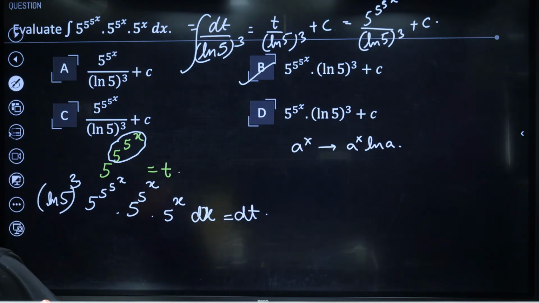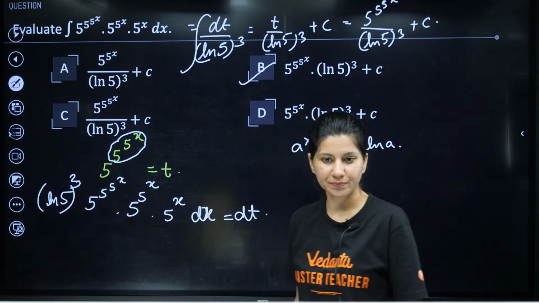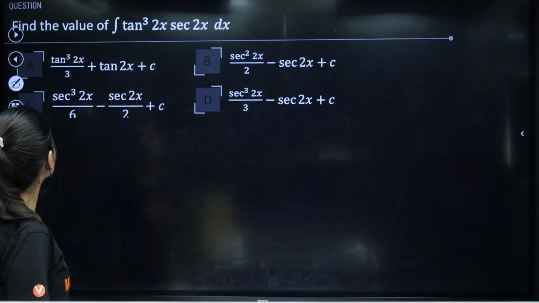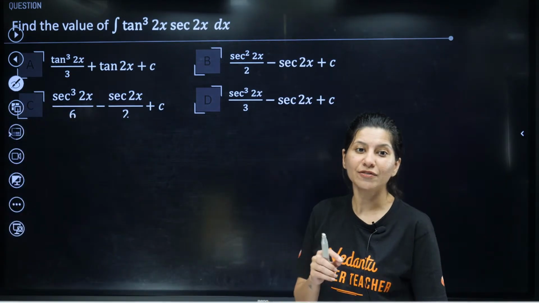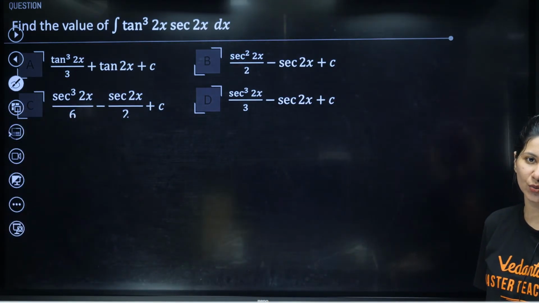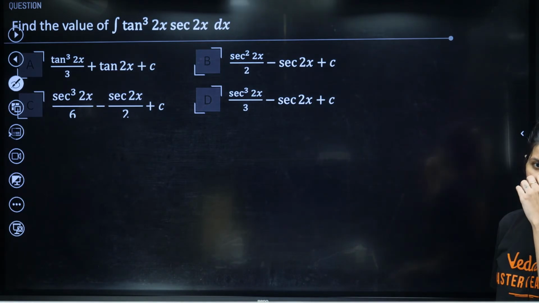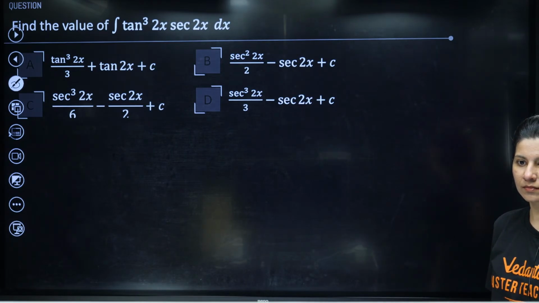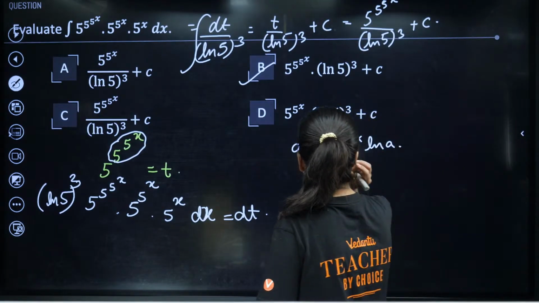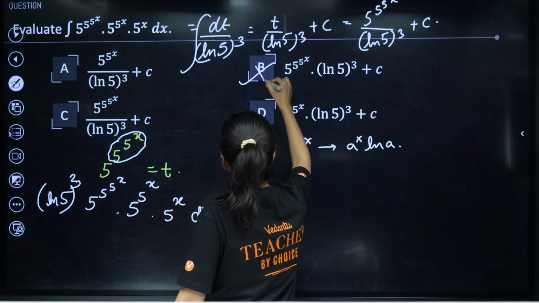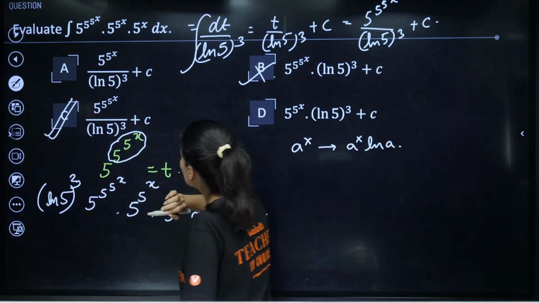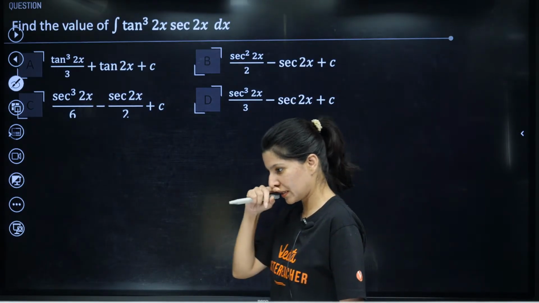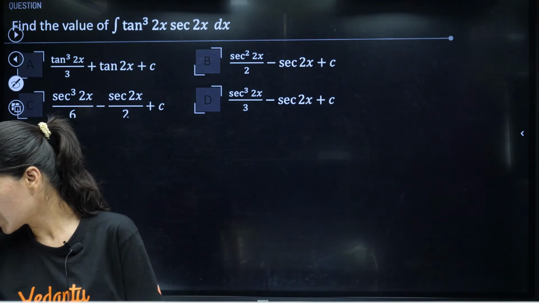One more question ready? Okay, chalo. Let's do one more question. Find the value of integral of tan cube 2x into sec 2x. How will we do it? Oops. That's C, not B. Thank you so much, Gina. Correction: option C was the correct answer. Chalo, let's do this question now.